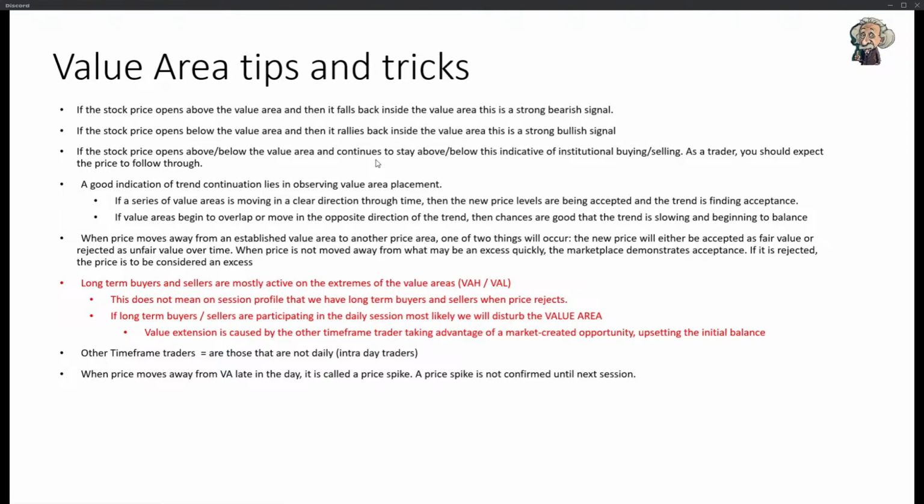Okay. Any questions on this slide? Does any of this not make sense? Okay.